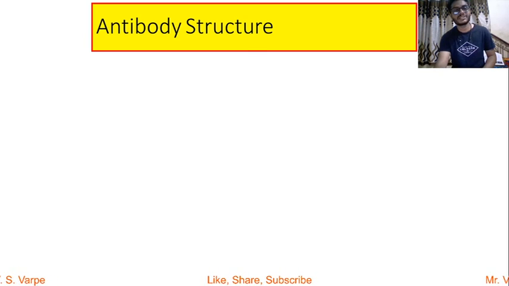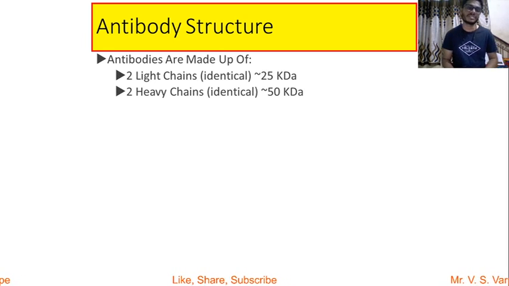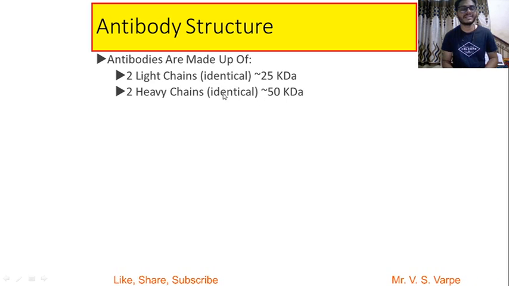These antibody structures are made up of two light chains and two heavy chains. The light chain is 25 kilodaltons and the heavy chain is 50 kilodaltons. Both light chains are identical, and both heavy chains are identical. The difference is only that the light chain is 25 kilodaltons and the heavy chain is 50 kilodaltons.